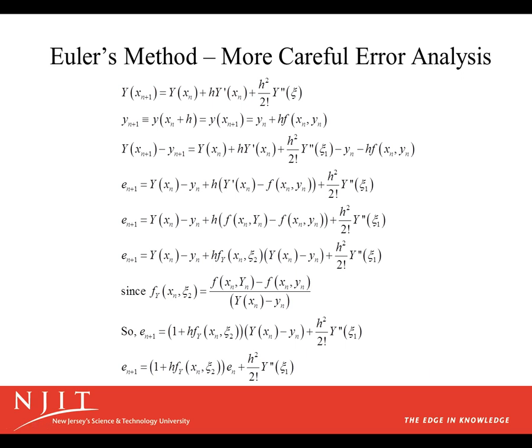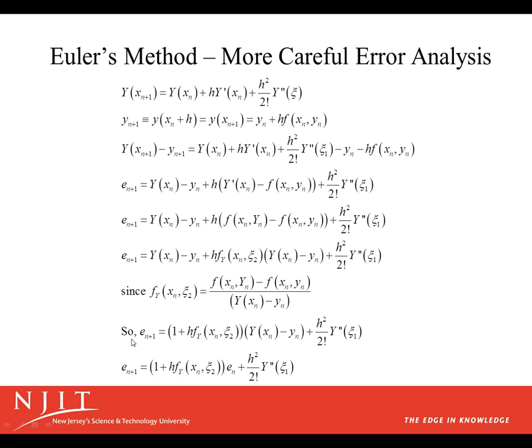One can perform a more careful error analysis. And here's a slide that details all of that, where we take y at xn plus 1, or xn plus h, and we write out the Taylor series through the quadratic term. And our Euler's method, we write out. We can subtract, and do some algebra and some calculus on there.